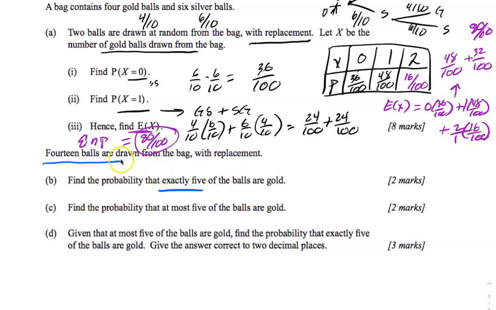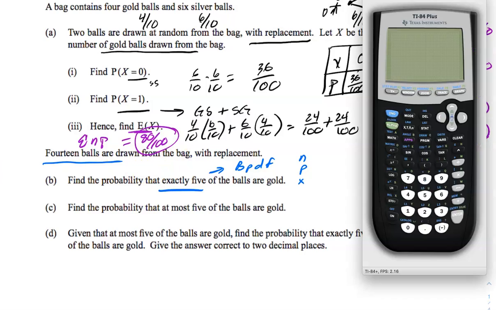We're drawing 14 balls. Now they're specifying something else, and it's exactly and at most. You're thinking binomial all the way. So it's exactly 5 balls. If you remember binomial, when it's exactly, that's binomial PDF. So we're going to define n, trials, probability, and then x is how many balls we're talking about.